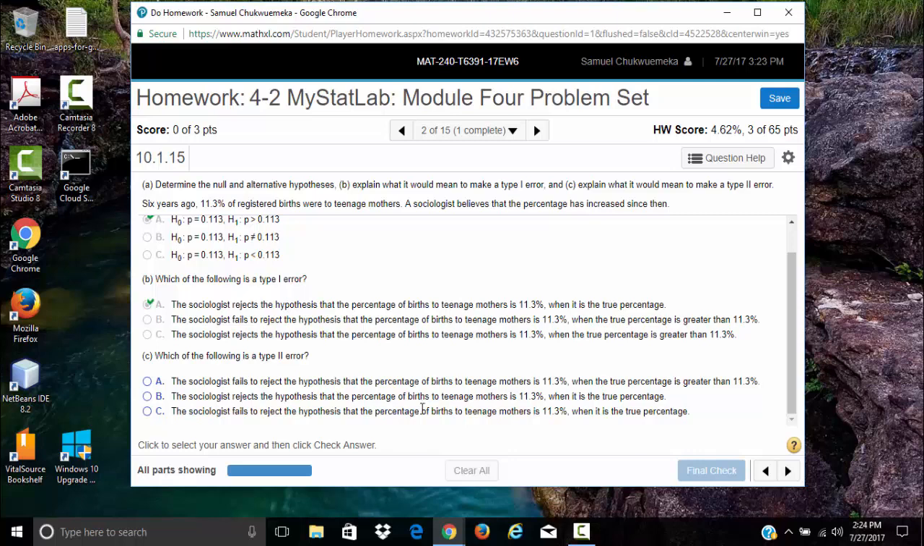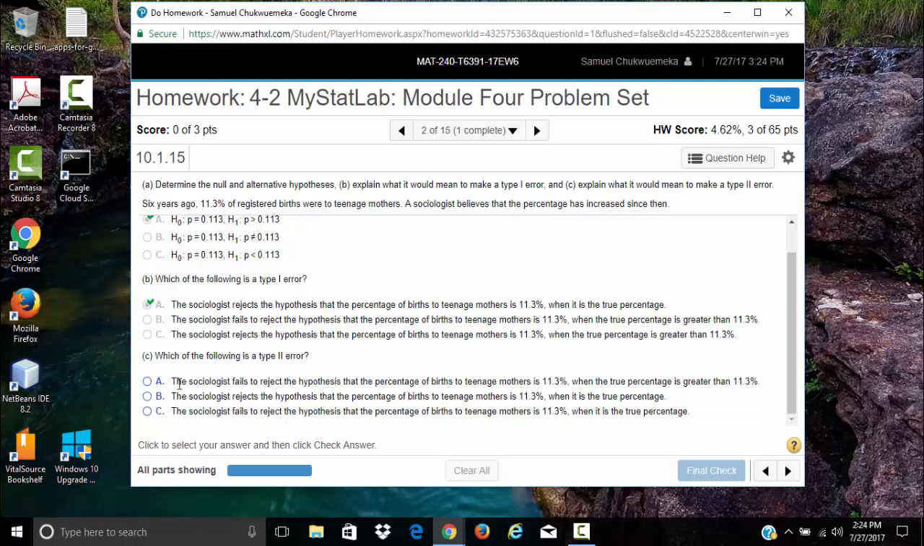We're just testing the hypothesis. That's what we're doing. So the null is not true, but you fail to reject it, or you do not reject it. That is a type 2 error. So you look here, option B is out because it says rejects it. No, it should be either fails to reject. So it should be either A or C.